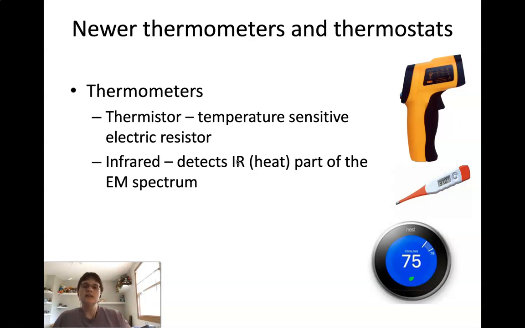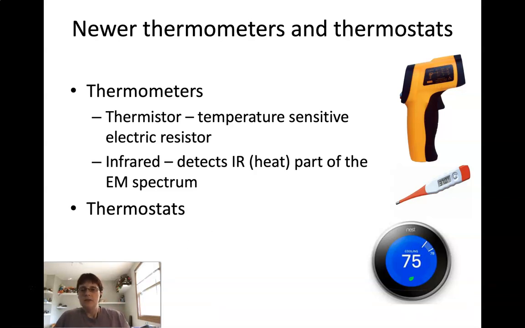And what this does is it measures the infrared. It is part of what we call the electromagnetic spectrum, which light is part of, but infrared is heat that is released by humans as well as other objects, and we can actually use our technology to measure that infrared to determine the temperature. So that's kind of cool.